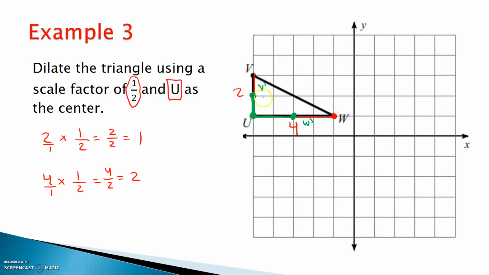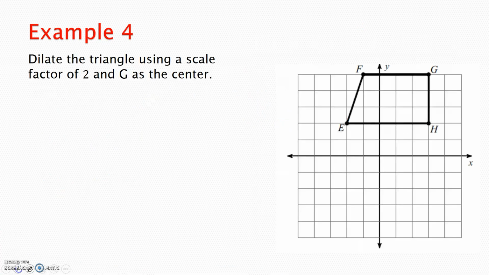But I can actually complete my triangle here, connect V prime to W prime, and actually this turns into U prime as well. And there we have it. That was a reduction. We see that it's shrinking down.